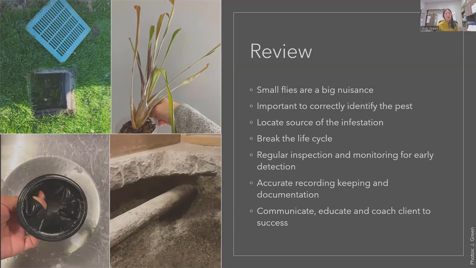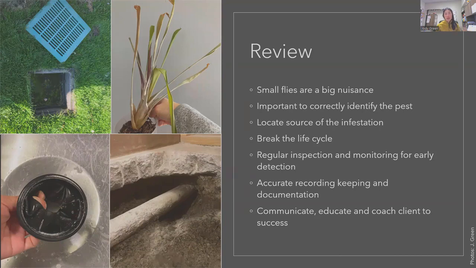So just to review, our small flies can be a huge nuisance for the size that they are, right? Because they don't come just one at a time. They come in many. But it's really important to correctly identify this pest, because everyone wants to call it a fruit fly, right? So you want to identify it so you can figure out where the source of that infestation is and break that life cycle.